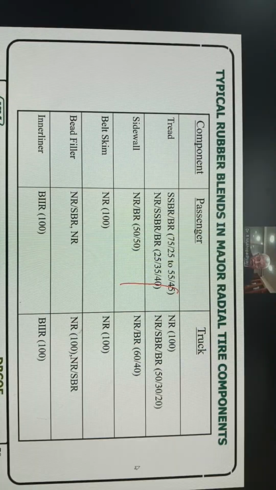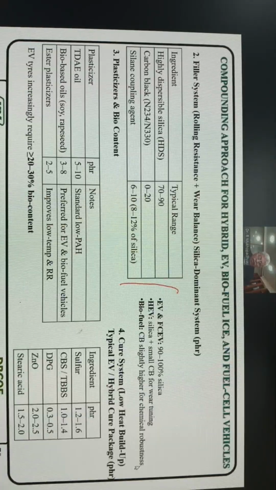Generally, these are certain guidelines: the tread, sidewall, bead, apex, filler, inner liner, what type of polymer we select. Second comes the filler system. Generally, for rolling resistance, let us consider highly dispersible silica about 70 to 90, carbon black, if you consider either N234 or N339 on the structure, 0 to 20, silane coupling agent 8 to 12%. In case of plasticizer, TDAE oil, or the bio-based oil, or the ester plasticizer. These are the certain things about the improvement of this.